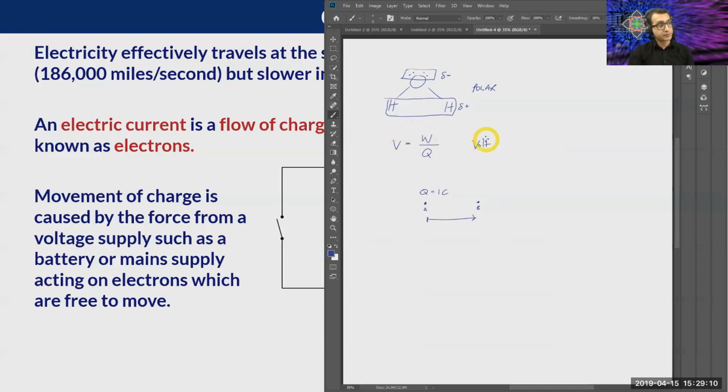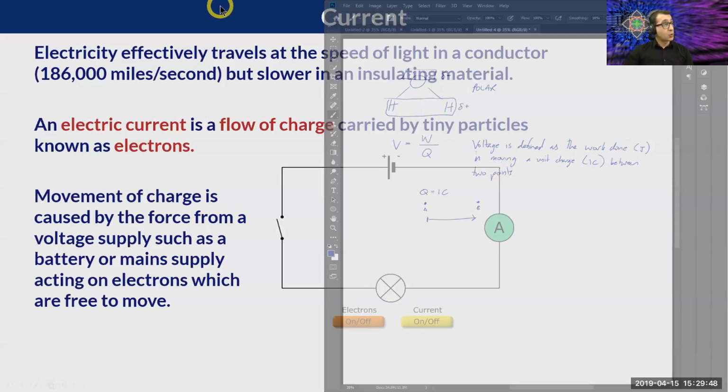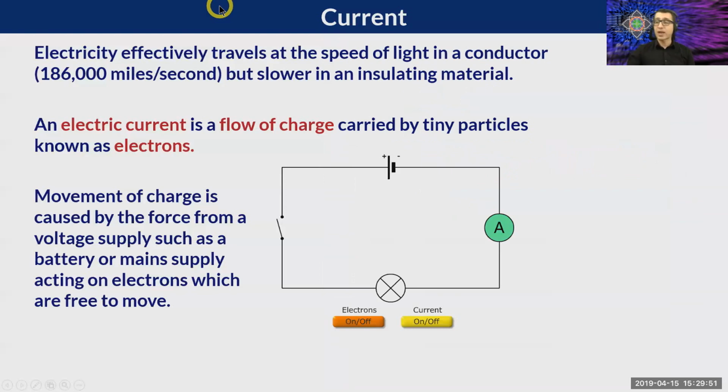So voltage is defined as the work done. Now, work, being a measure of the transfer of energy, is measured in joules. The work done in moving a unit charge, 1 coulomb, between 2 points. Now, that can be 2 points in a circuit, like this one, or it can just be 2 abstract points in space that we happen to be talking about.